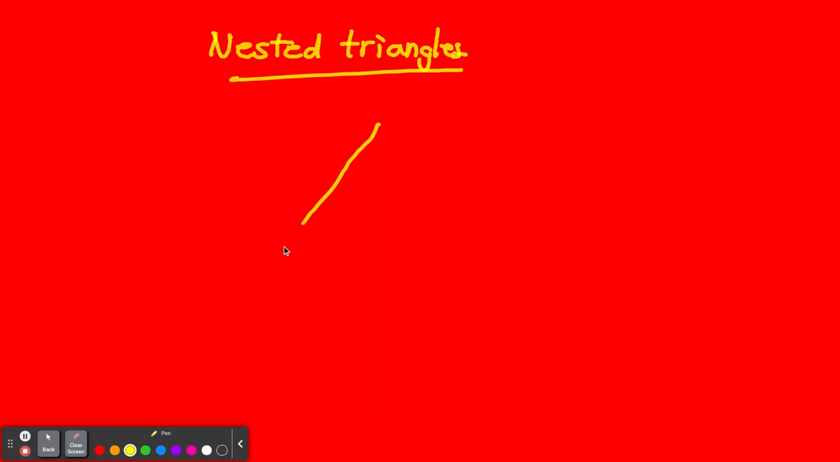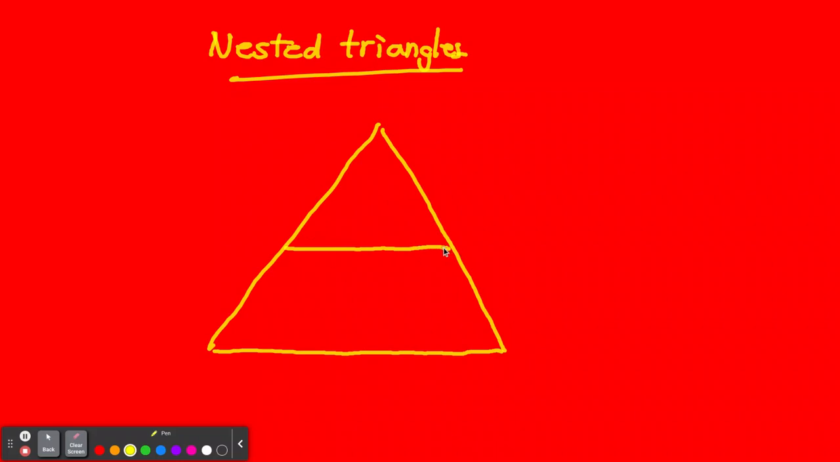Let's say I have what we call nested triangles. And that means a triangle within a triangle. Nested triangles. So we'll make a triangle here. Attempting to make one. And we have another one here. So we have two triangles.